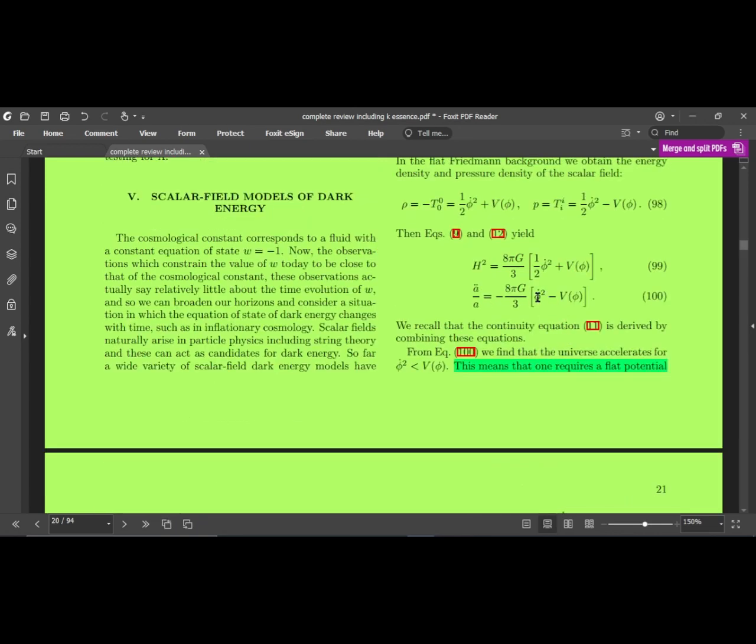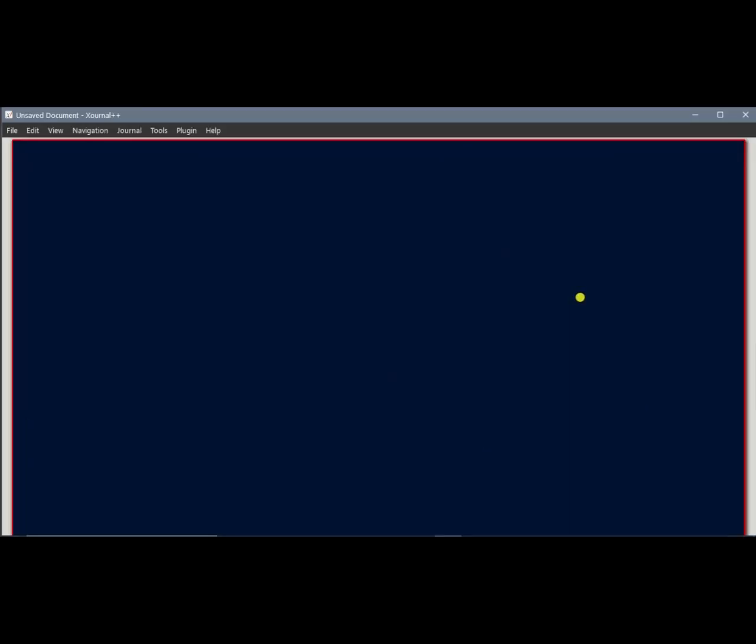So therefore phi dot squared minus V(phi) has to be negative. If it is negative, then A double dot will be greater than 0. So first of all, we have seen that phi dot squared minus V(phi) has to be negative. Now, if we are saying that, what does it imply?